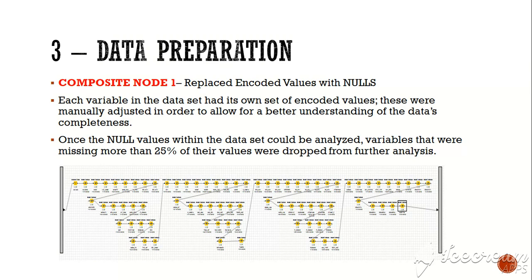In order to analyze the amount of missing data in the dataset, these various null values were replaced with blanks, and once we'd done this, KNIME was able to recognize which cells were actually missing data. Once all the variables in the dataset had been converted, columns that were missing at least 25% of their data were dropped from the dataset.